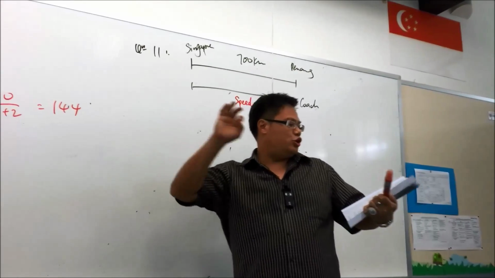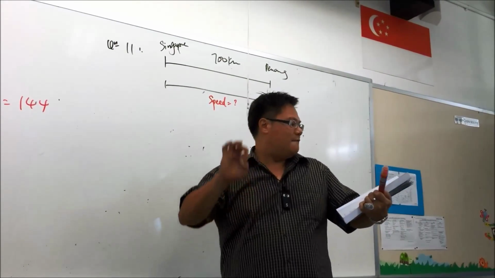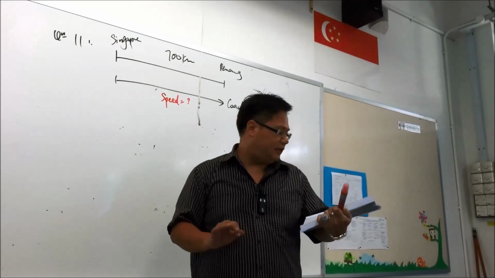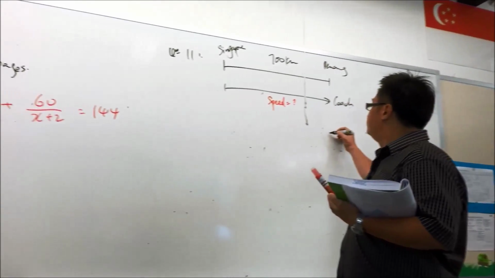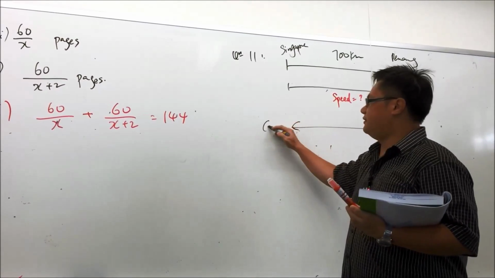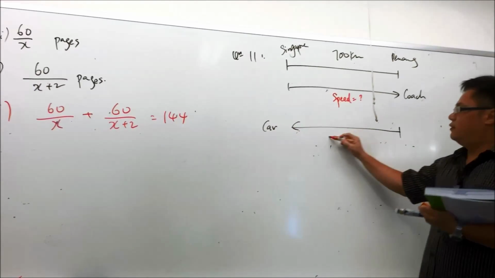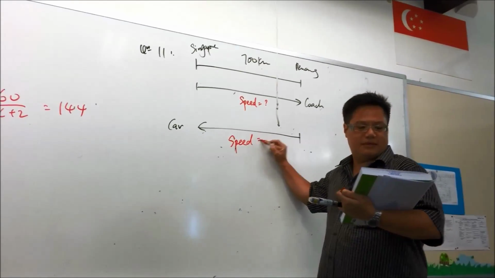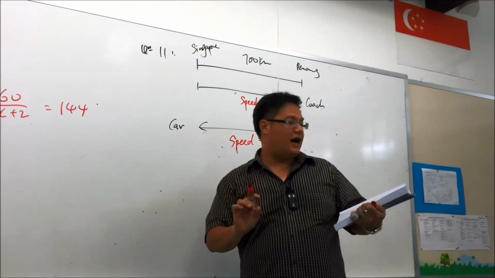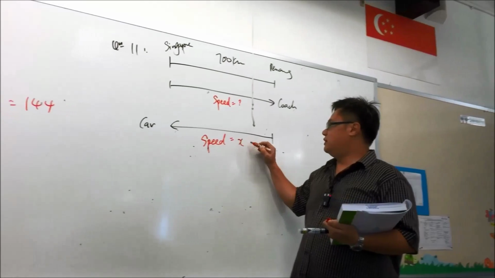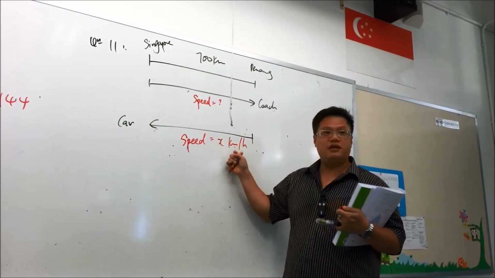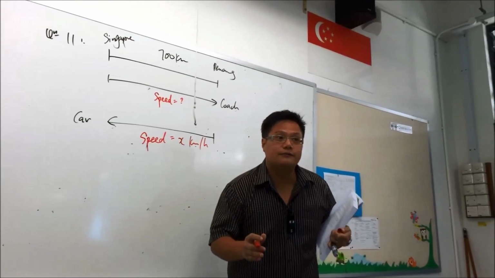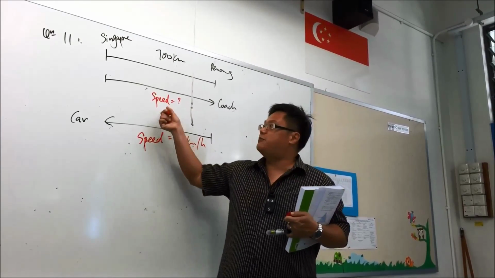The question says, she returns to Singapore by car at an average speed of 30 kilometers per hour greater than that of the coach. So she returned by car. Then the question told us something. If the average speed of the car is X, so the car speed is X kilometers per hour. Now we know the speed of the car is X kilometers per hour. So you tell me what is the speed of the coach?